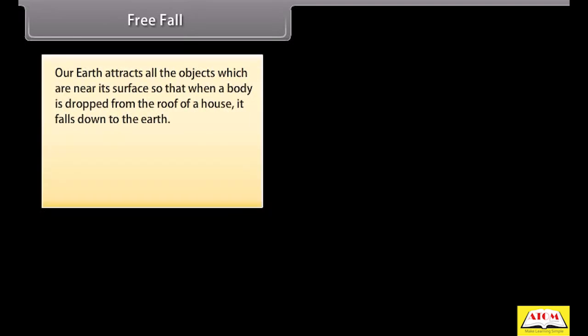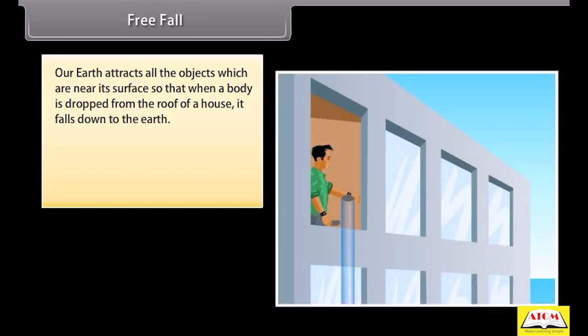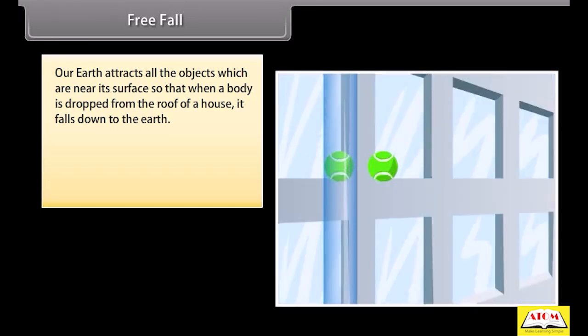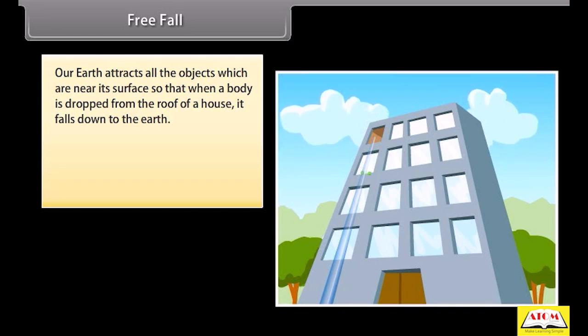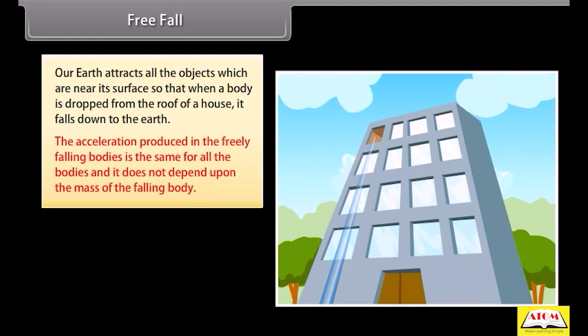Free fall. Our earth attracts all the objects which are near its surface so that when a body is dropped from the roof of a house, it falls down to the earth. The acceleration produced in the freely falling bodies is the same for all the bodies and it does not depend upon the mass of the falling body.